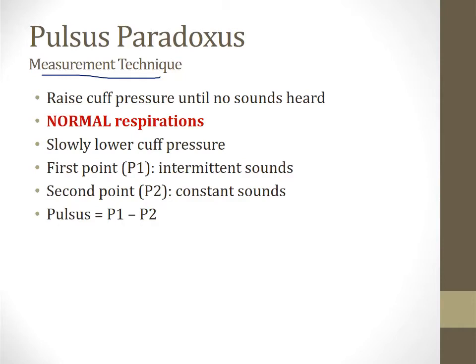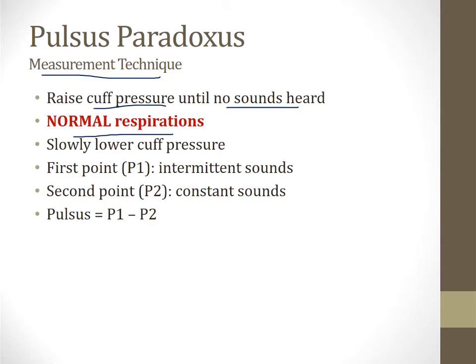You begin by putting the blood pressure cuff on the patient the way you normally would to measure the blood pressure and placing your stethoscope in the antecubital fossa in the normal fashion. You then raise the cuff pressure until you hear no Korotkoff sounds. Importantly, the patient should be breathing normally. Do not ask the patient to take in a deep breath or do anything unusual.